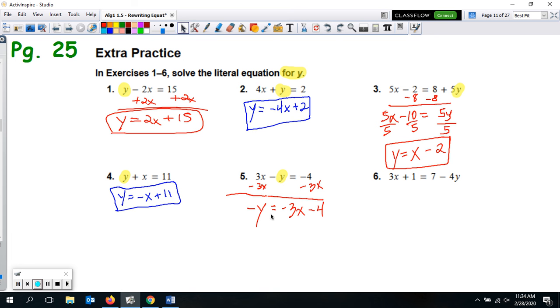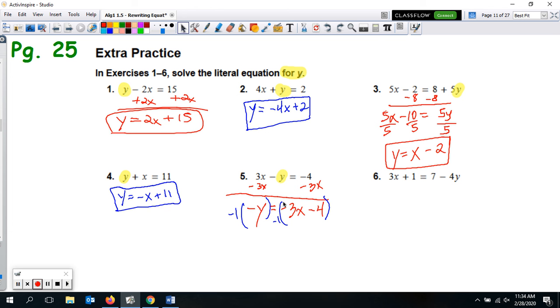So I have negative y is equal to negative 3x minus 4. But now I need to deal with this negative. I need to change it from a negative y to positive y. To do that, you just need to multiply it by negative 1. So we need to multiply both sides here by negative 1.